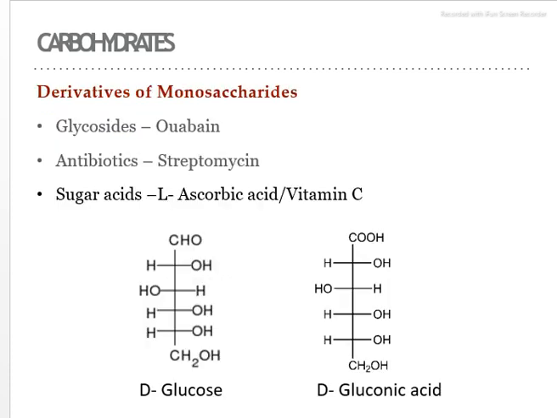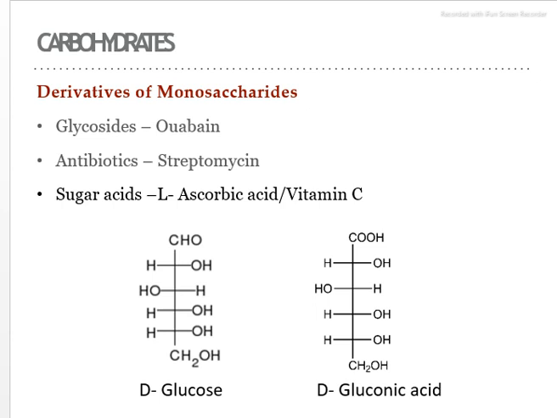So let's see the derivatives of monosaccharides. First one is glycosides. Glycosides are derivatives of monosaccharides. Example is ouabain, an inhibitor of the sodium potassium pump. The next one is the antibiotic streptomycin, and the other derivative is sugar acids. Example is L-ascorbic acid or vitamin C. Another example of a sugar acid is D-gluconic acid.